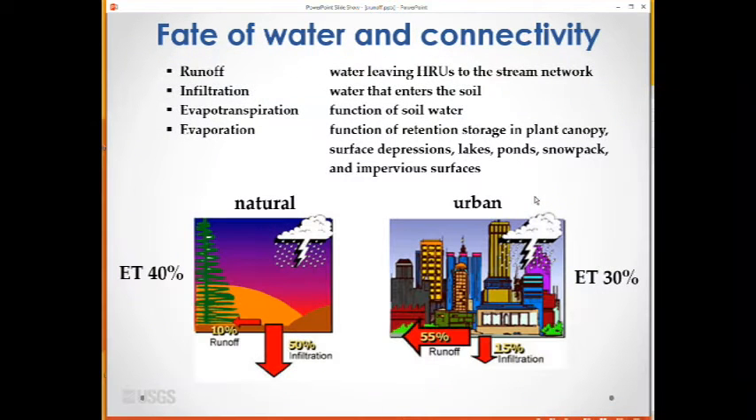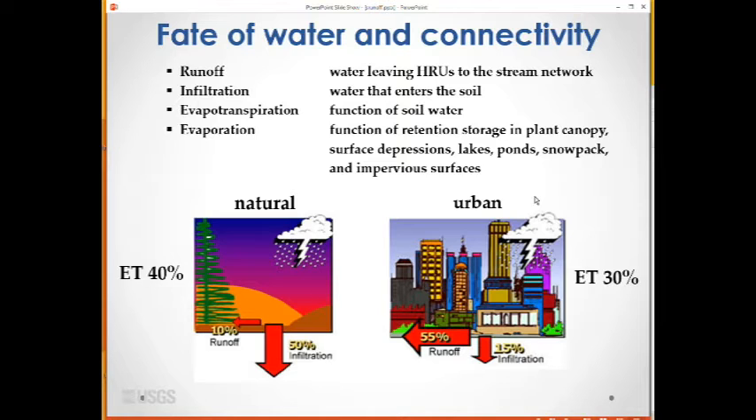This slide gives an idealized estimate of the partitioning of rainfall into surface runoff and soil infiltration. The remaining fraction is attributed to ET, 40% for the natural area and 30% for the urban area. Urban areas can produce significant stormwater flows as much of the runoff is routed directly to the stream network. In this example, the urban area has 45% more runoff and 35% less infiltration than the natural area.